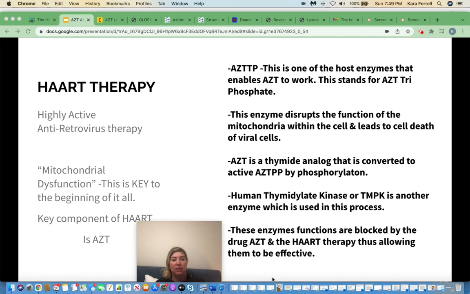You should also note that AZT is a thymidine analog. So when you're thinking about your amino acids, it's converted to the active form by phosphorylation. And some other enzymes to remember in the process are TMPK, or human thymidylate kinase, so the kinase group, and then, as I've mentioned before, it's blocked to be effective.